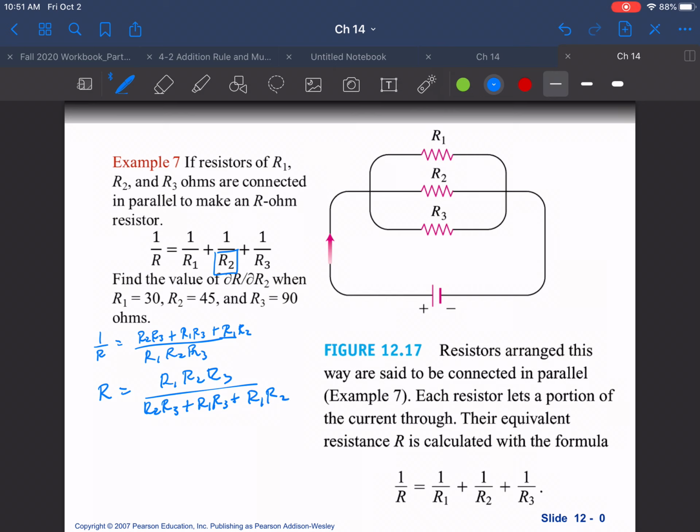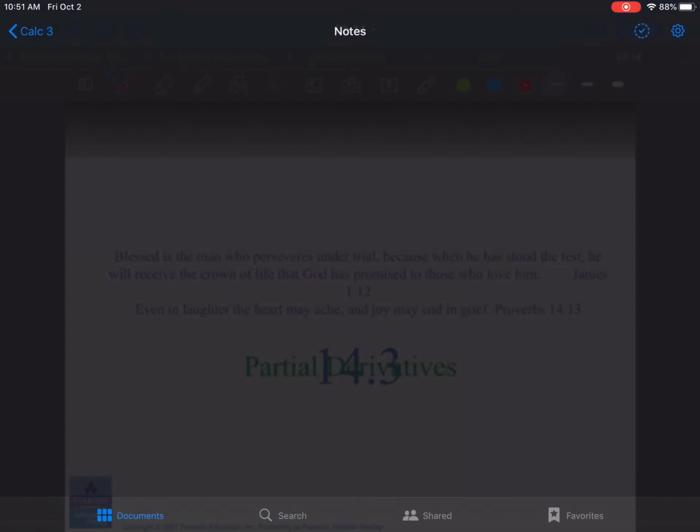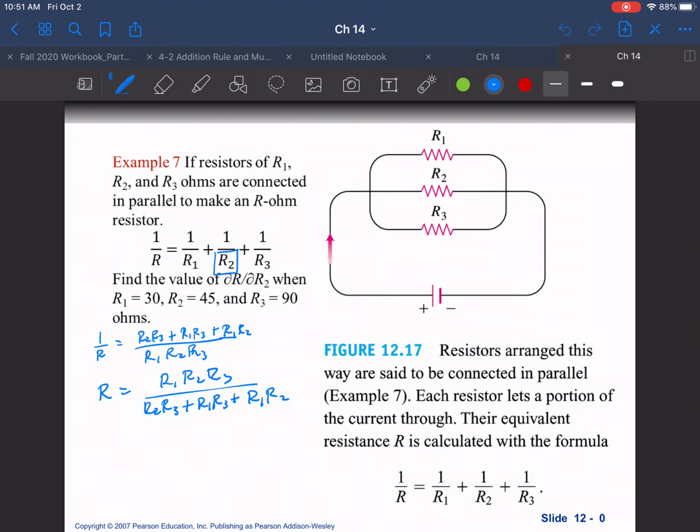And then at that point, you need to go through and do the partial derivative with respect to R. Treating R1 and R3 as constants, but treating all the R2s as variables, and then you can go through and figure out how it's changing as you change that R2, holding the others constant essentially.